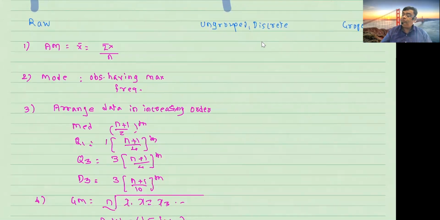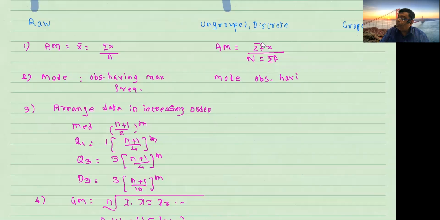Now, when it comes to the ungrouped frequency distribution or the discrete frequency distribution, this arithmetic mean is equal to summation fx over capital N, but capital N means total frequency. Mode is the same, observation having the maximum frequency.